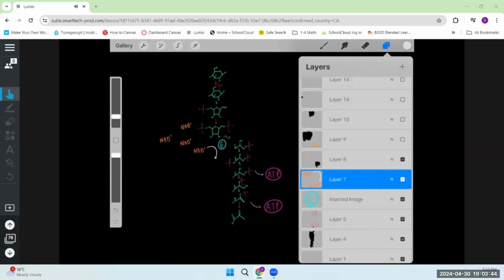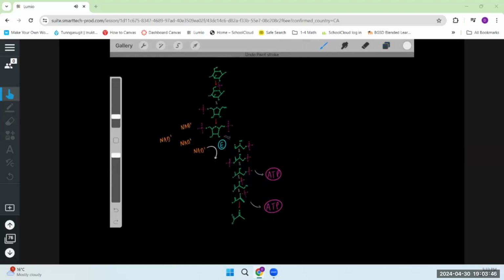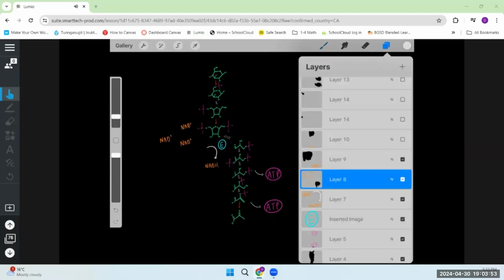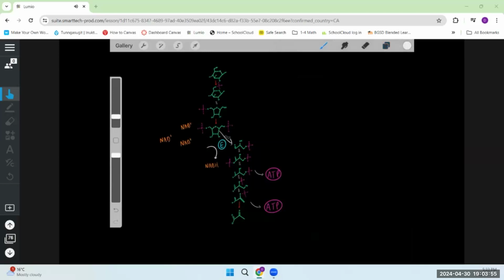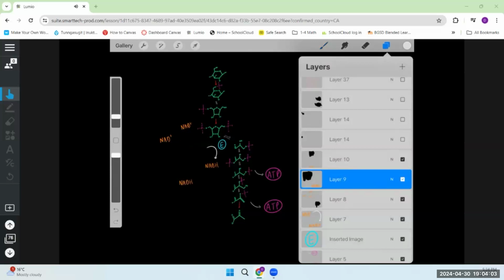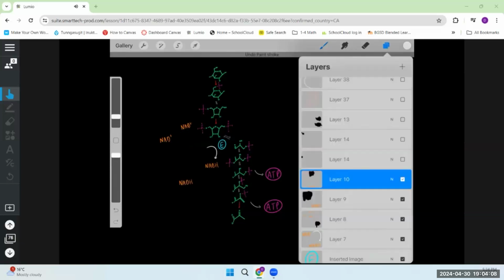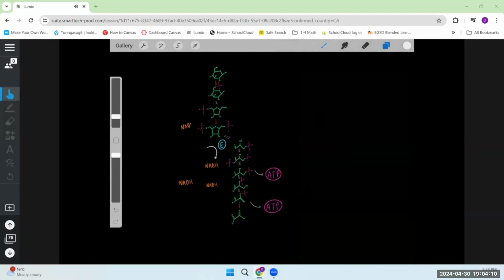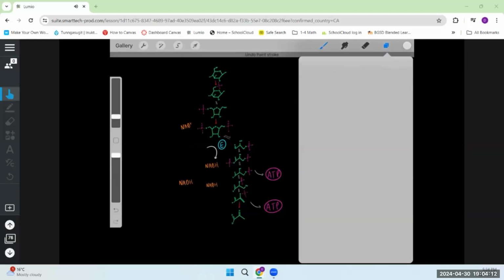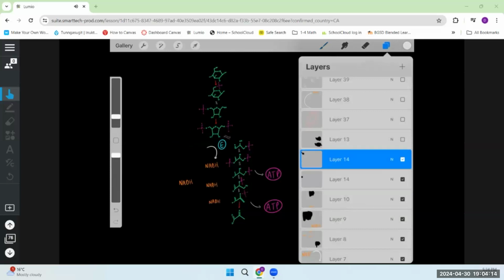So therefore, if a cell is doing glycolysis to produce ATP, it's constantly converting these NAD pluses into NADHs. Every single time we do this step, we convert an NAD plus into an NADH. So if we keep on doing glycolysis to produce ATP, we're going to keep on converting these NAD pluses into NADHs. And the more glycolysis we do, the more NAD pluses are going to be converted into NADHs. And eventually, we're going to do so much glycolysis that we convert all of our NAD pluses into NADHs.